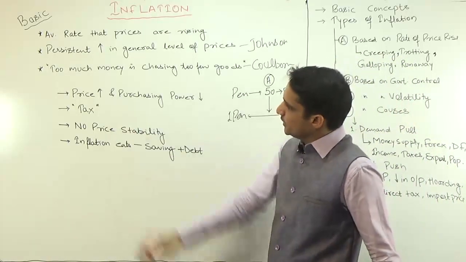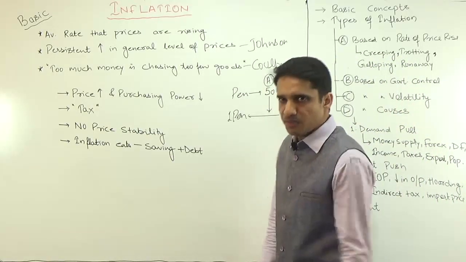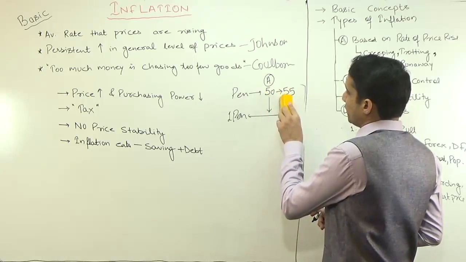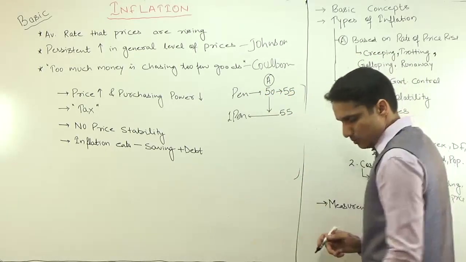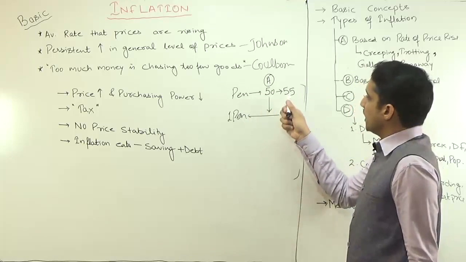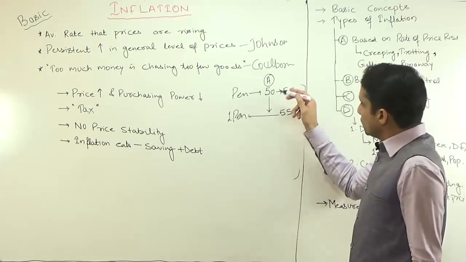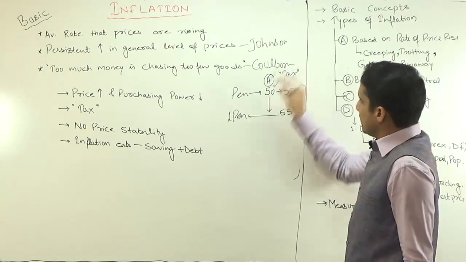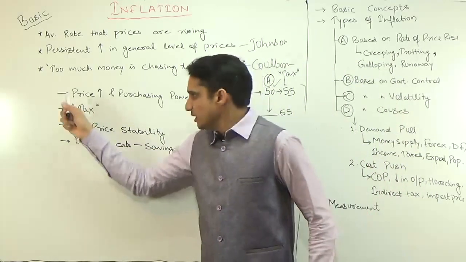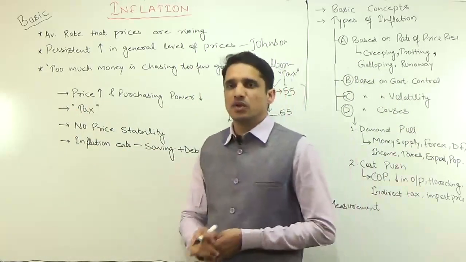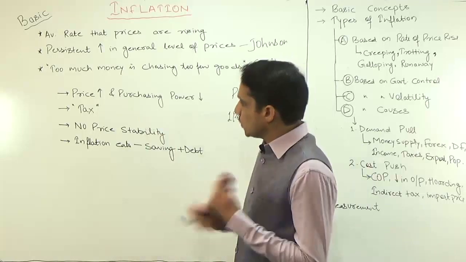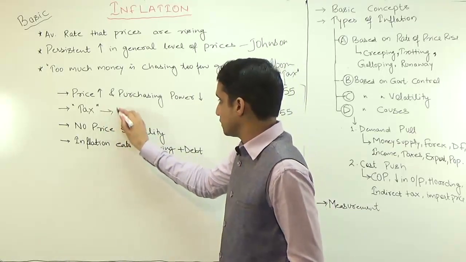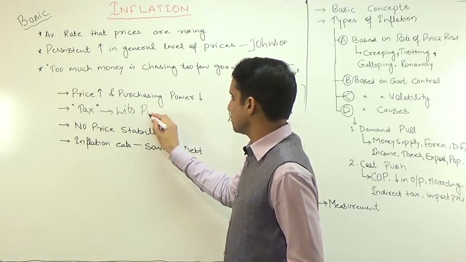Then next, inflation is a type of tax. It's a kind of tax only, because earlier you were supposed to pay 50 rupees to buy this pen, but now you have to spend 55 rupees. So we can say it is a kind of tax. It's not exactly a tax, which is why it is mentioned in double quotes. We just want to use that particular concept here, not the actual sense of tax. It only means that it is very similar to tax, and it hits the poor most.